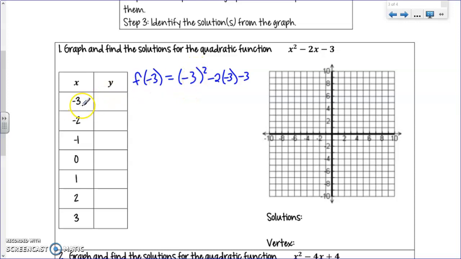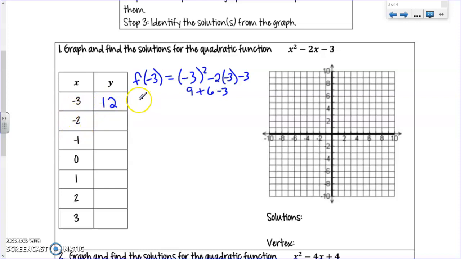You take -3 and you put it in place of x in the function. So I put -3 in place of x, -3 in place of that. So what's -3 squared? Thank you. -2 times -3, +6, minus 3. 9 plus 6 is 15, minus 3 is 12. Okay, does everybody see how I got that? So that's the ordered pair, -3, 12.